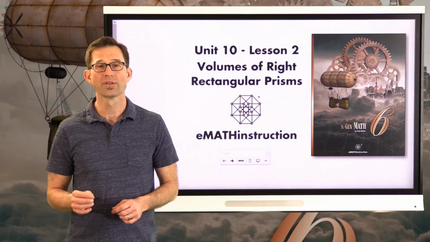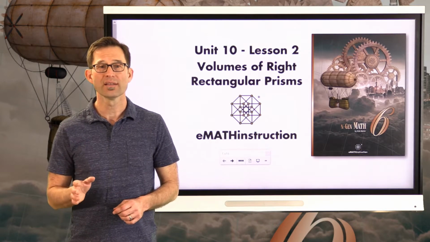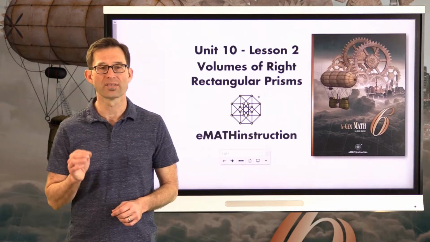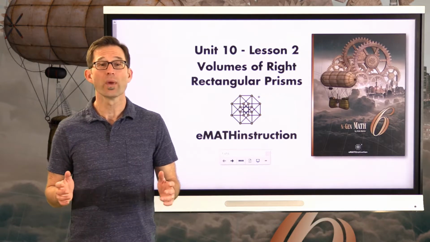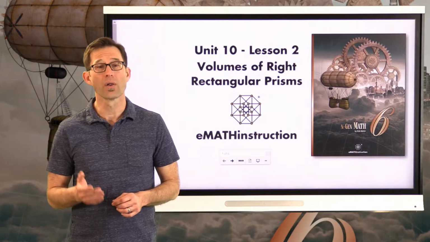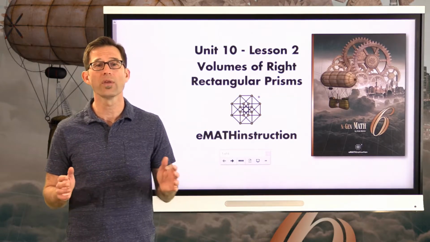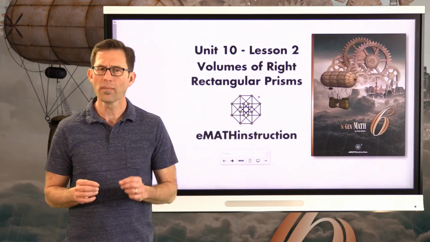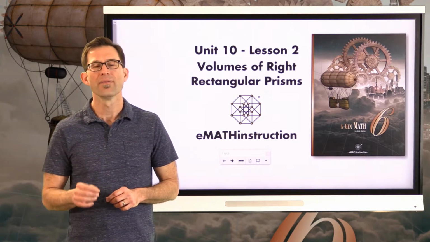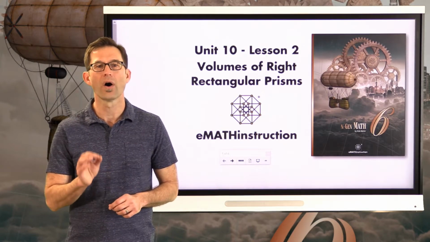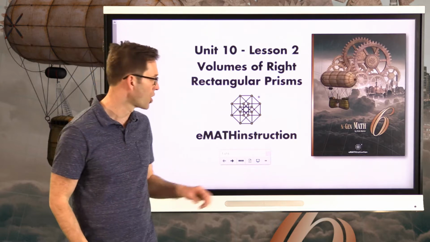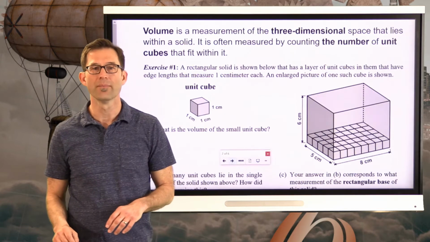My name is Kirk Weiler and today we're going to be doing Unit 10, Lesson 2 on the volume of right rectangular prisms. So we looked at right rectangular prisms along with pyramids in the last lesson. Today we're going to talk about how we find the volume. And we want to make sure right from the get-go that we all feel comfortable about what volume even is. So let's start by discussing that a bit.